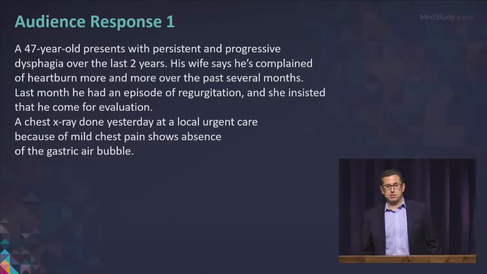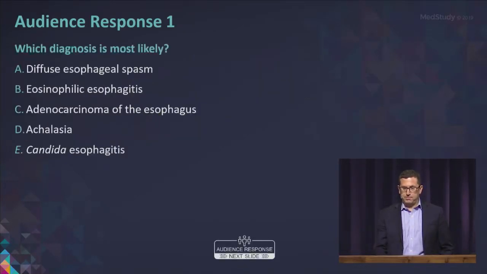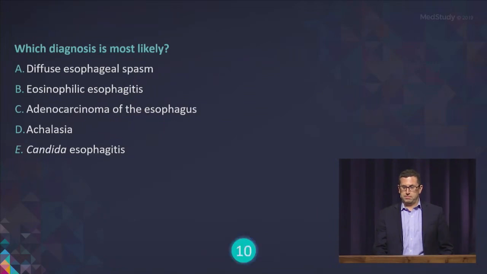So here's the first question. A 47-year-old presents with persistent and progressive dysphagia over the last 2 years. His wife says he's complained of heartburn more and more, and last month he had an episode of regurgitation, and she insisted he come in for evaluation. A chest x-ray at a local urgent care was done, and it showed absence of the gastric air bubble. Which diagnosis is most likely? We'll start the countdown here.